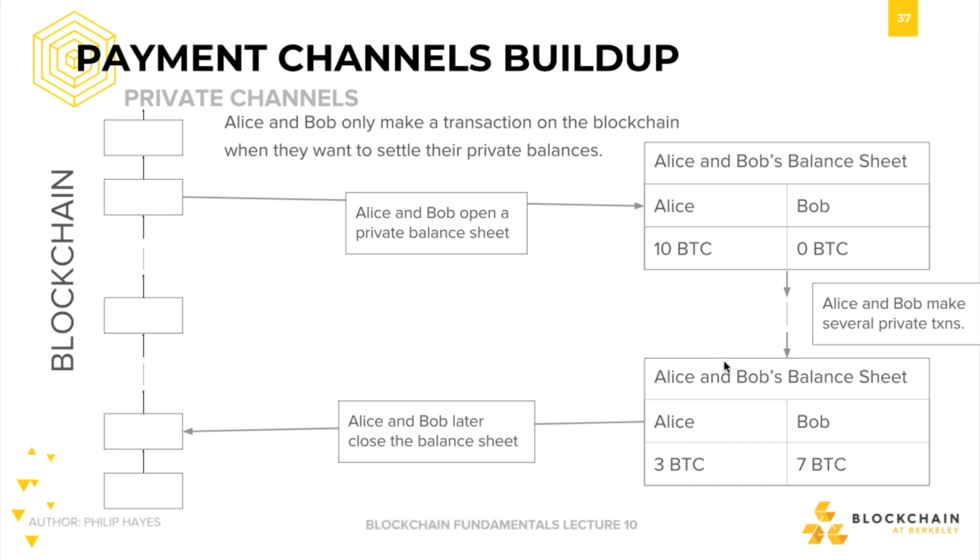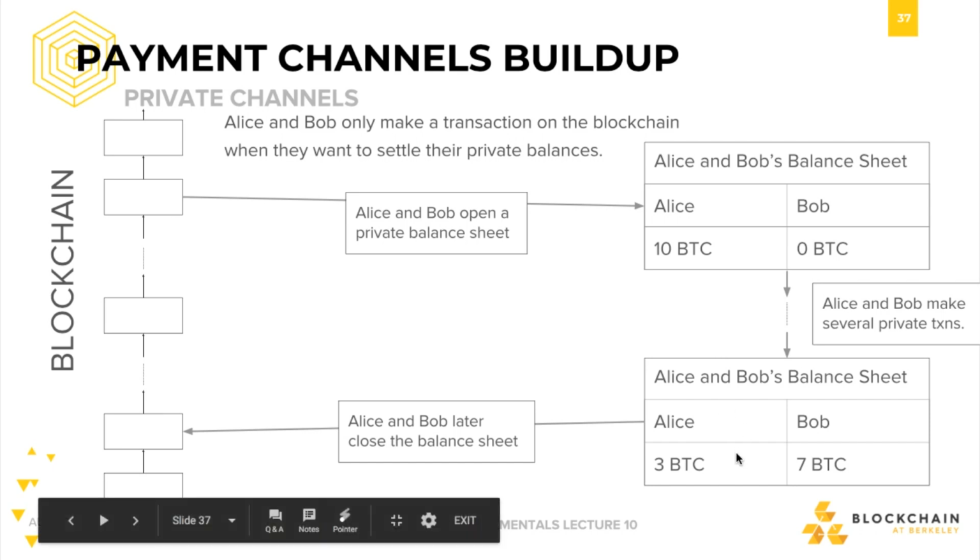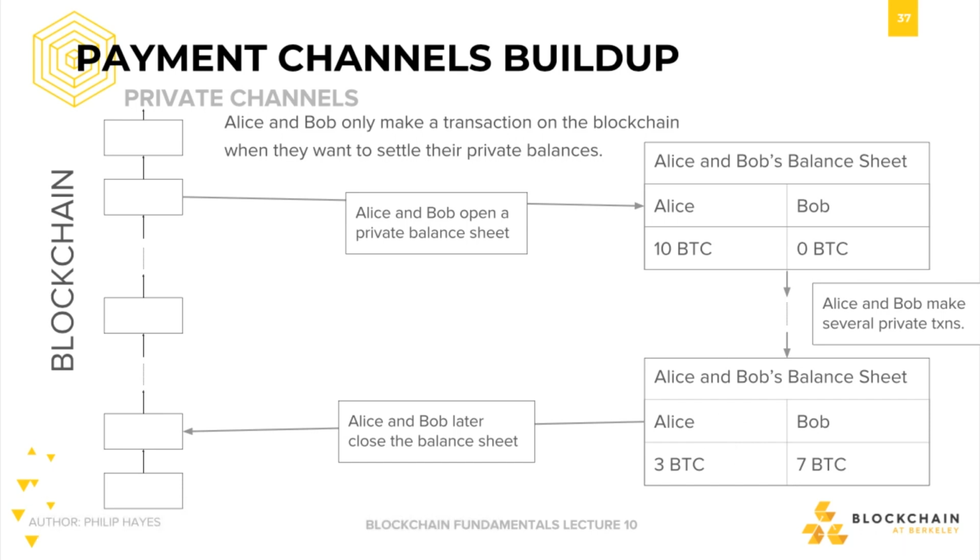Alice sends Bob 7 Bitcoin. And now Alice and Bob decide they want to withdraw their money. So they close this private channel and put stuff on the blockchain. Except you have a problem now.